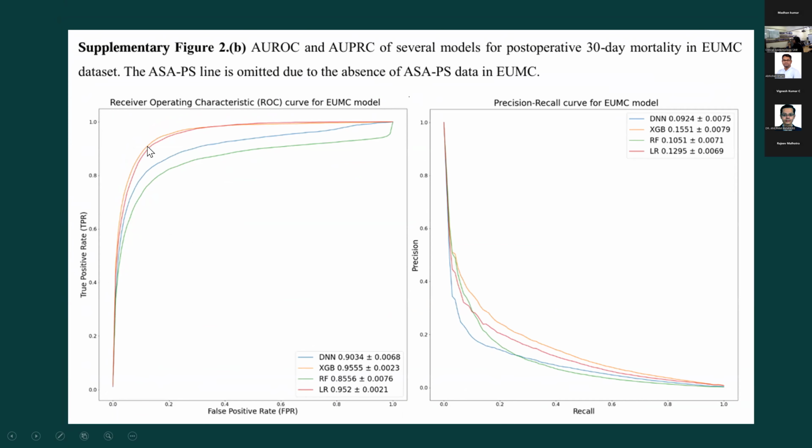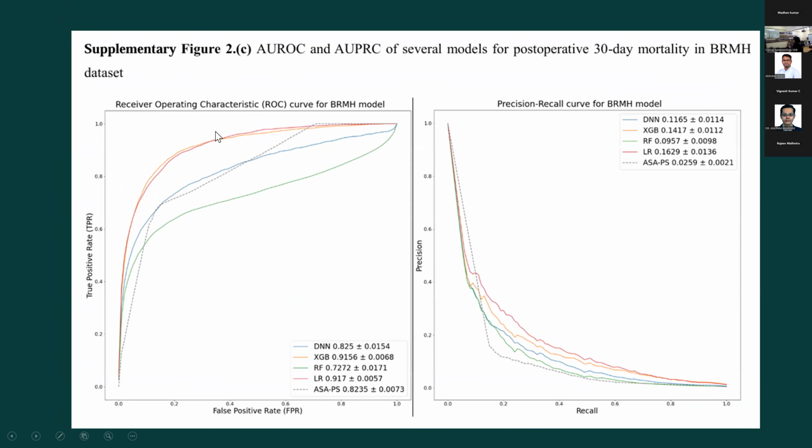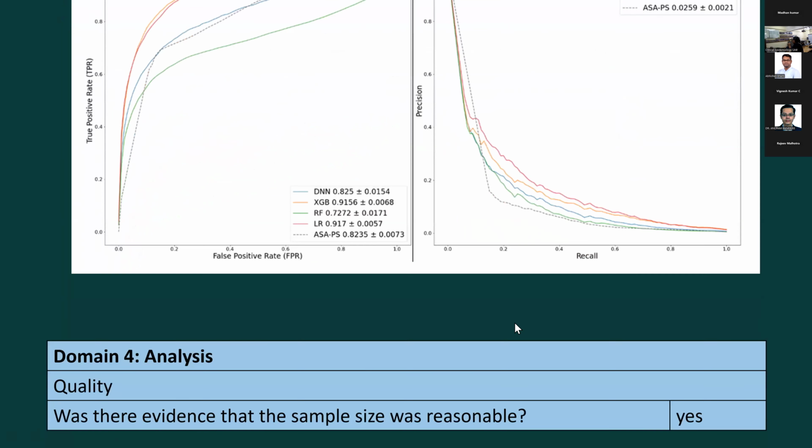In the EUMC dataset also, it is almost similar. And in BRMH, the XGB and logistic regression have higher AUROC. And here the LR has the highest AUPRC in the BRMH dataset.